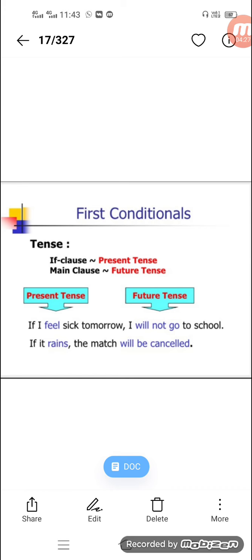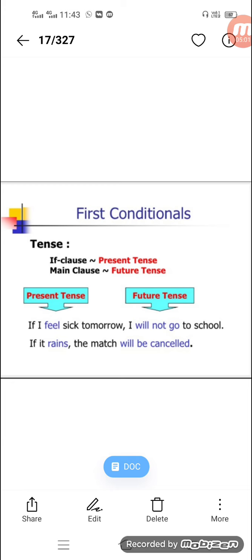First conditional sentences. If clause and main clause should be present tense and future tense accordingly. Here present tense, if I feel sick tomorrow, it is a present tense. Future tense, I will not go to school. If I feel sick tomorrow, I will not go to school. Here the condition is fulfilled and its result is probable. Got my words?